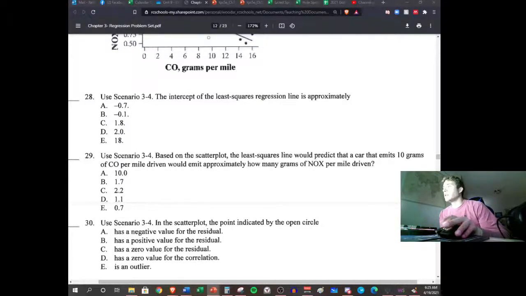We're going to talk about predicting values, okay? And that's what we're going to do here. We'll still use this example. Fine. We have this here.